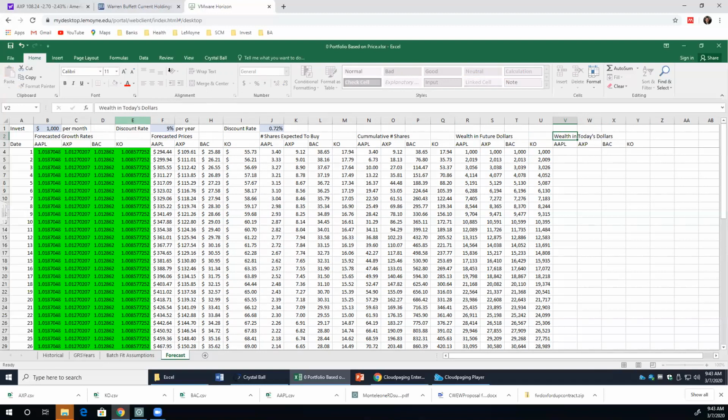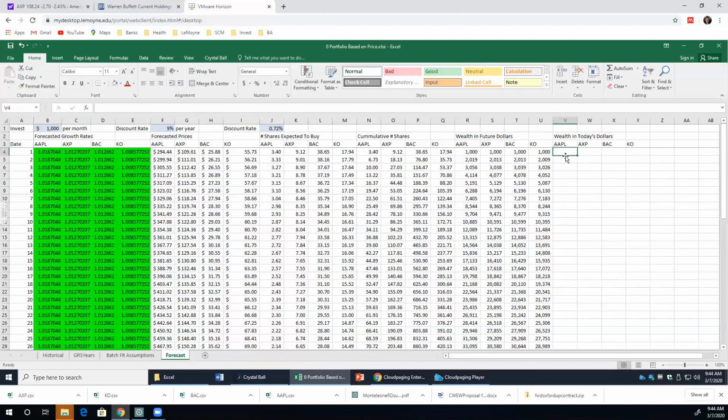Again, some people just use inflation here, 2%. That's fine with me. But I'm assuming I'm a great investor. I can invest my money into the S&P 500 and get 9% annually. And when I create this kind of portfolio, I better beat that. I want to beat 9%. That's why I use a discount rate of 9% here.